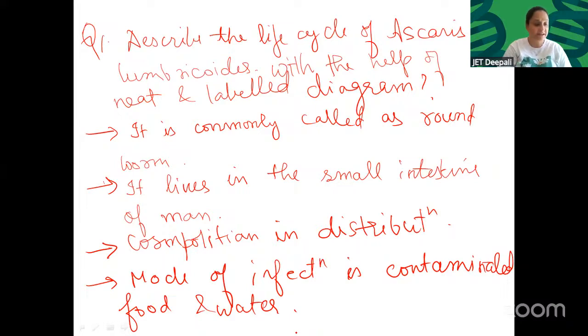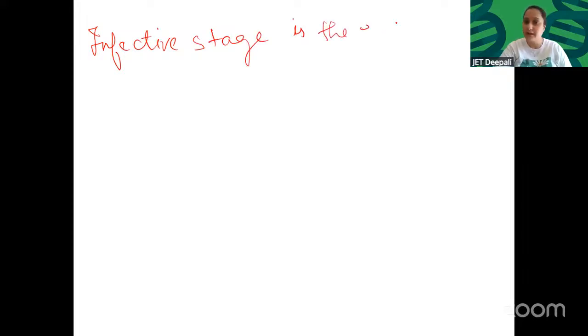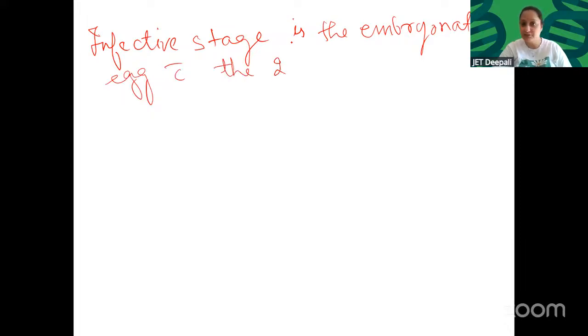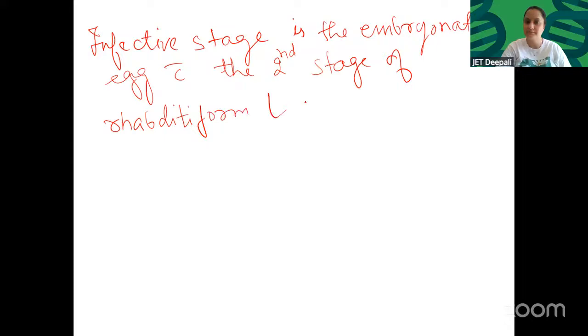Second point, infective stage is the embryonated egg with the second stage rhabditiform larva. Wait a minute. This diagram I will explain to you at the end. This is the neat and labelled diagram that the question is demanding. I'll explain this when we finish the writing part of this question. Now, which is the infective stage in humans? The infective stage is the embryonated egg with the second stage larva of Ascaris, which is rhabditiform. This is the larva stage.